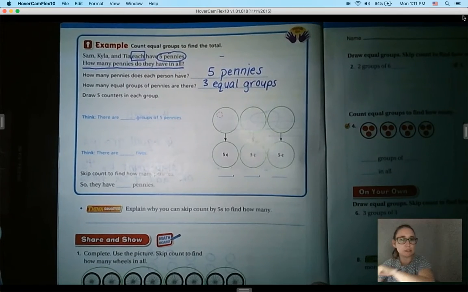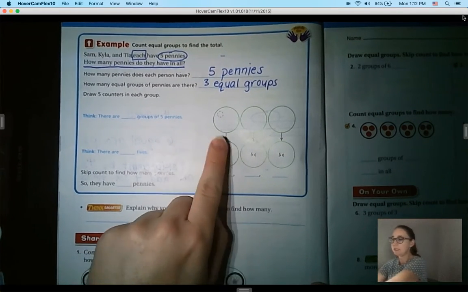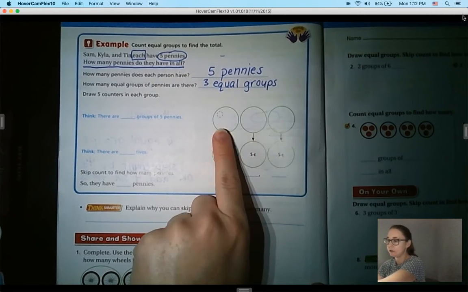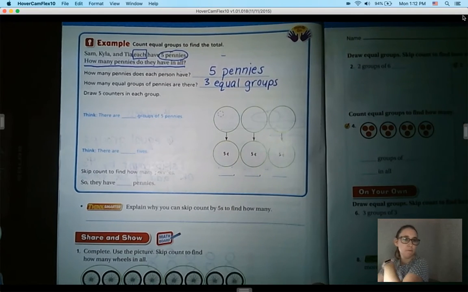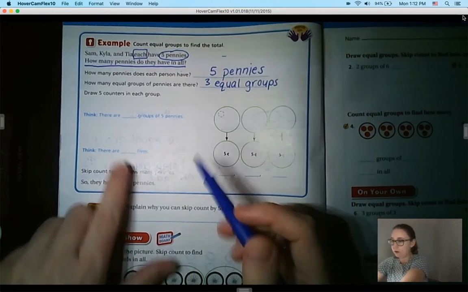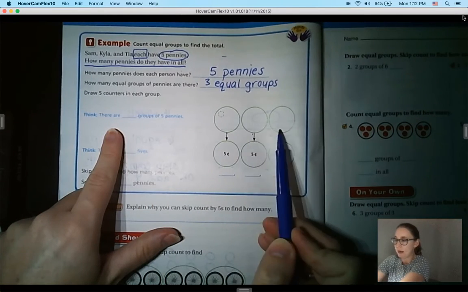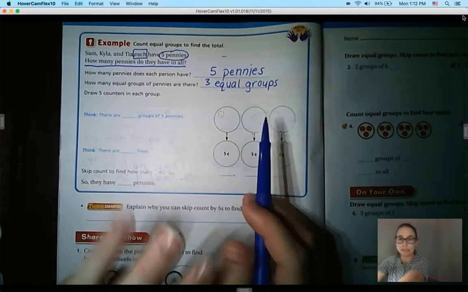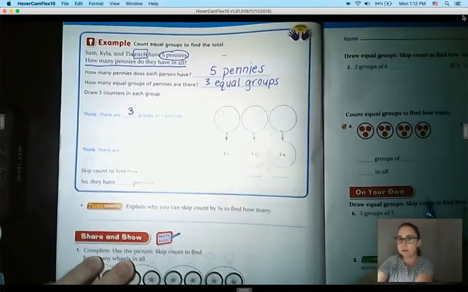And this one says, okay, draw 5 counters in each group. So these green circles represent the 3 groups. So one is Sam, one is Kyla, one is Tia. And it wants us to draw 5 counters in each group because that's representing how many pennies they each have. So starting, how many groups of 5 pennies? What did we say? How many people are there? 3. There are 3 groups of 5 pennies.